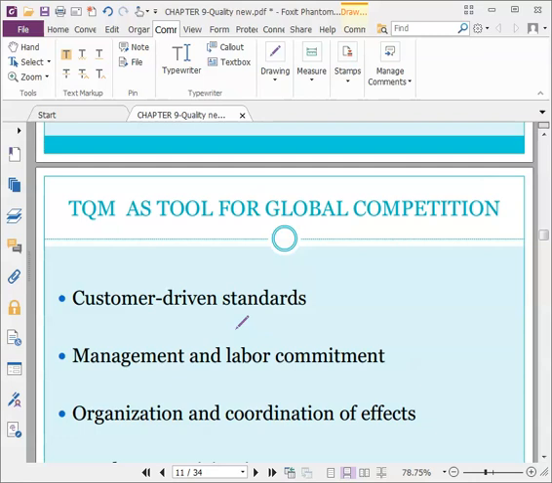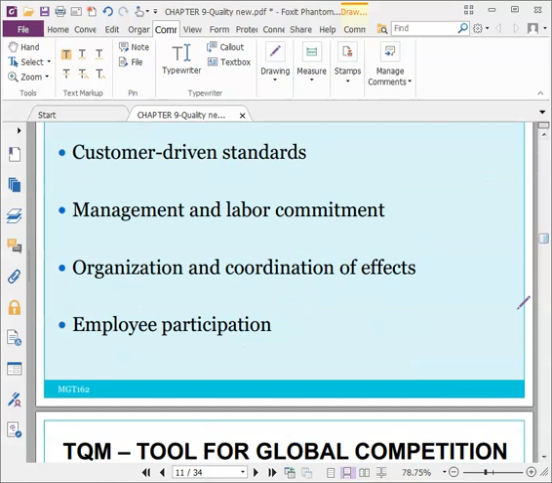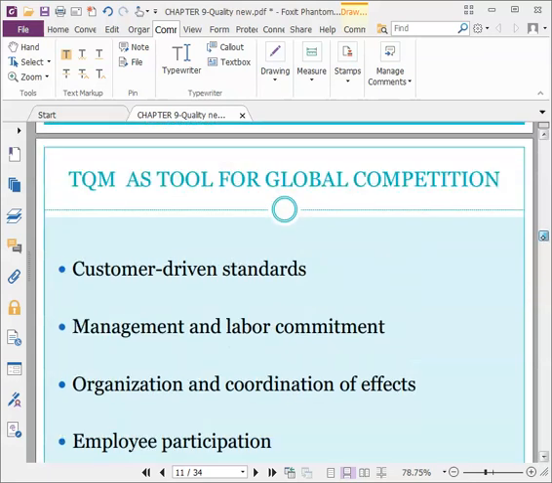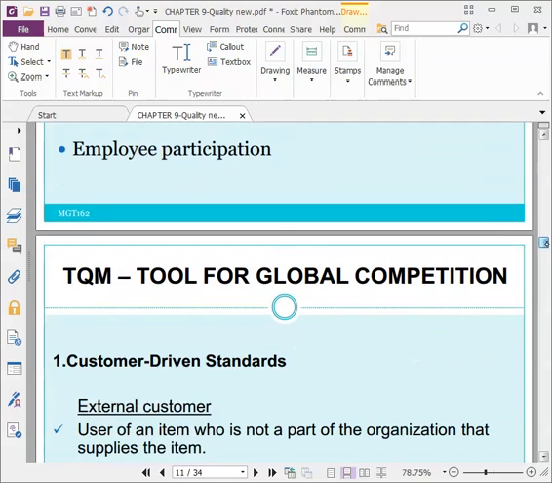So for now, if you look, what is the product that is very popular in the market? Slimming products. So many producers or companies produce slimming products, whitening products or cosmetics, because of the customer driven standard. Management and labor commitment. Organization and coordination of effort. And also employee participation. These are the tools or items that must be present in TQM in order for you to compete globally. TQM, a tool for global competition.